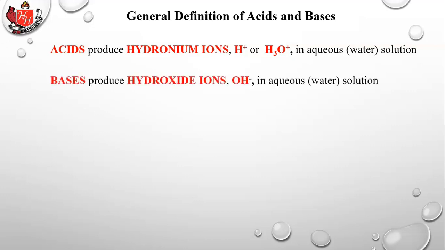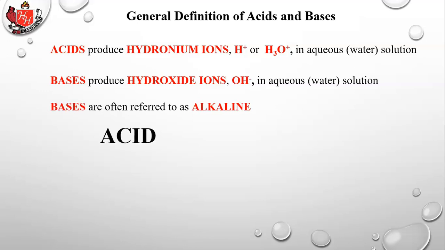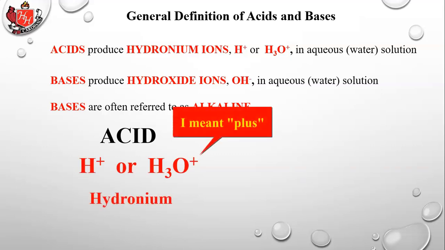Bases produce hydroxide ions, OH-, and both of these do this in aqueous solution. Again, the only solvent we're ever going to talk about in this class is water. So you put these in water and these things happen. Bases are often referred to as alkaline. So if we look at an acid, it either produces an H+ or an H3O+, and we refer to either of those as a hydronium ion. So don't lose sight of that.